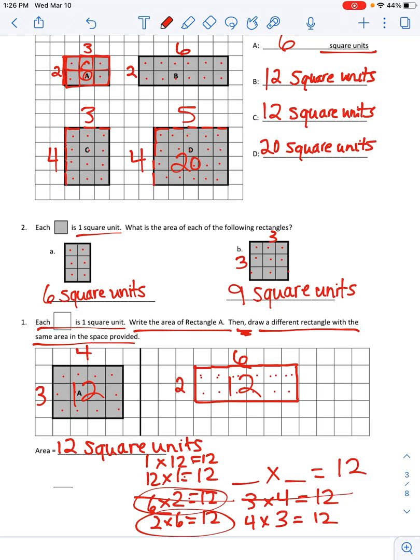So these rectangles, even though they look different, have the very same area. The inside measurement is the same. They both have an area of 12 square units. Our rectangles aren't the exact same, but that was exactly what it asked of me.